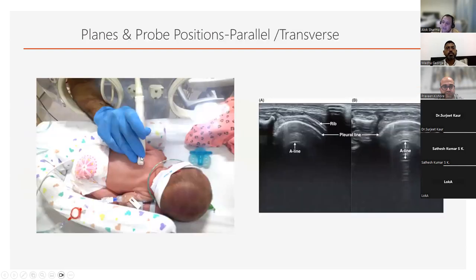So at this particular point, this is wrong. There's a good reason why I'm showing this image. Can you see this image? So this probe marker should be towards the right shoulder. So actually, from my perspective, just remember that if I'm holding the probe marker, sorry, this is correct actually, because the baby's prone. So this marker should always move towards the right shoulder.